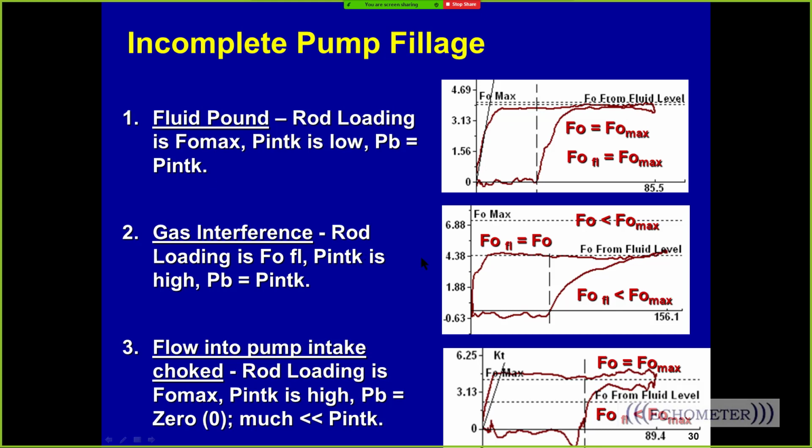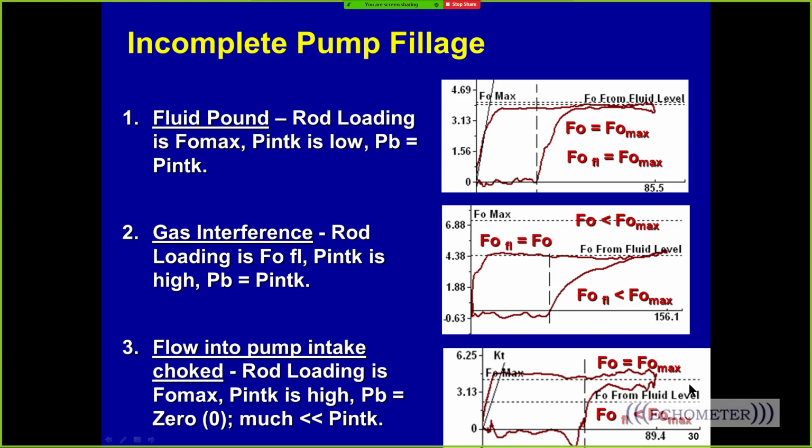To have a gas interference card, the pump card load line is below FO max, and the fluid level that we shot is below FO max. The fluid load line calculated from the fluid level is below FO max, and usually the fluid load lines from the pump card and from the fluid level show the same load, and they're below FO max, the maximum load line, if the pump intake pressure is 0.